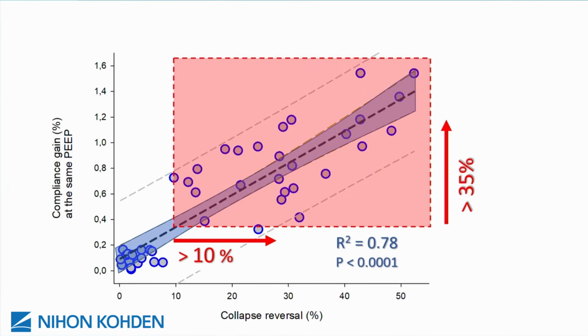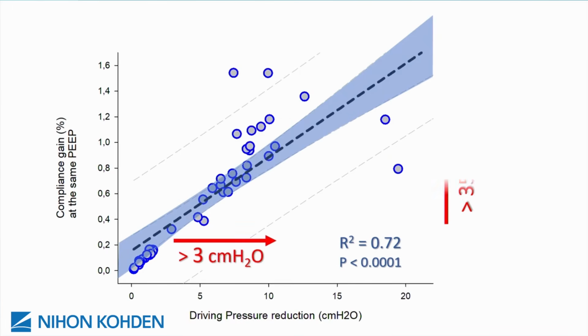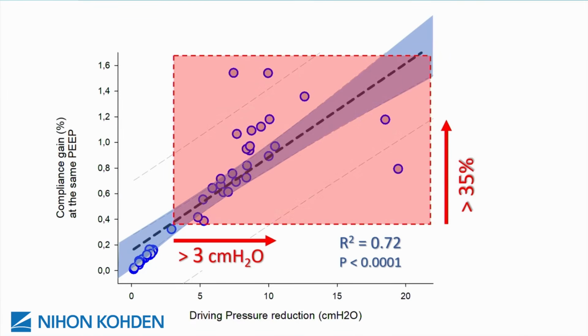Okay, and then look at this. Your compliance gain could be increased from 20% to 100% or 160%. And this correlates with a collapse reversal up to 50%. And whenever we have a collapse reversal of more than 10%, your gain in compliance is more than 35%. And very luckily, this correlates with a reduction of 3 centimeters of water of driving pressure.